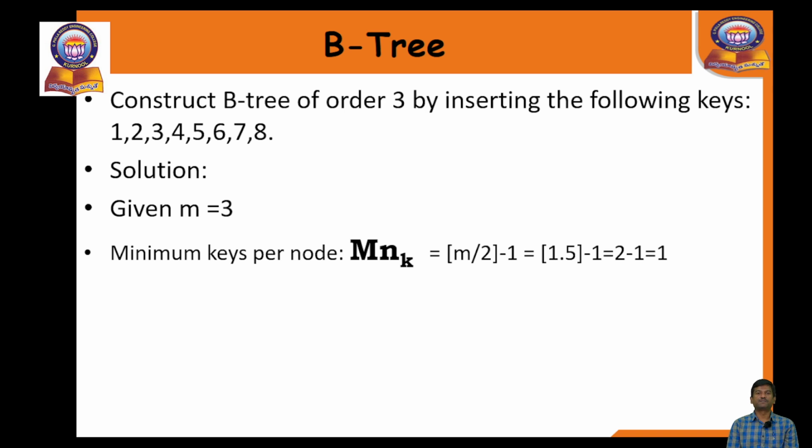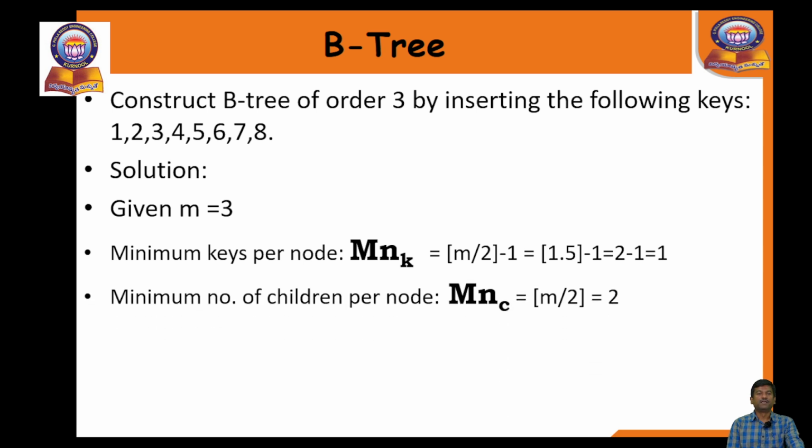That is based upon the formula m by 2 minus 1, that will be equal to 1, with the ceiling function implemented. And the minimum number of children per node: what should be the minimum number of children that has to be present for each node?